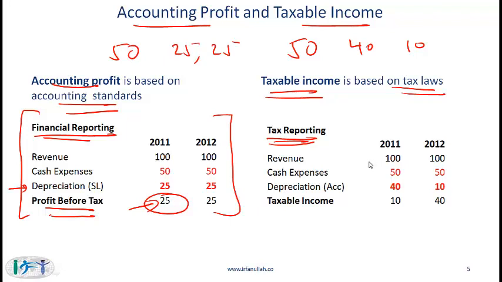In this simplistic example, the cash expenses are the same, but in 2011, the depreciation expense is 40. So the taxable income is only 10. Notice that the taxable income, which will be shown on the tax return, is different from the profit before tax or accounting profit, which is shown on the income statement.